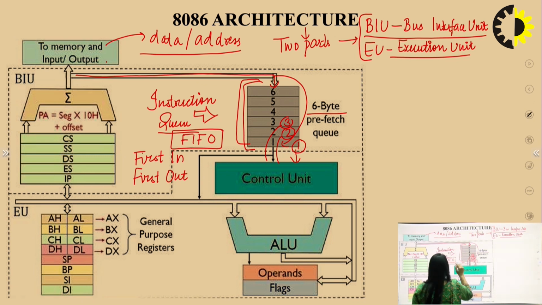Why is this done? To speed up the process so that the microprocessor can work faster. It can multitask, you can say. And one more important thing: this BIU and this EU, the execution unit, both these units work together simultaneously. It is not like in 8085, where we have to fetch the data, then decode it, and after that the execution is done. No, it is not like this in 8086.